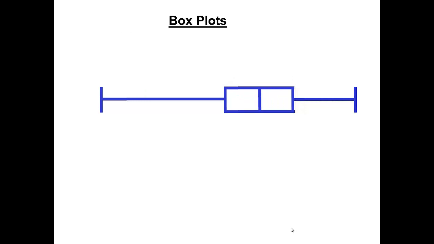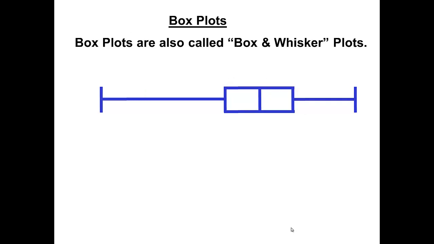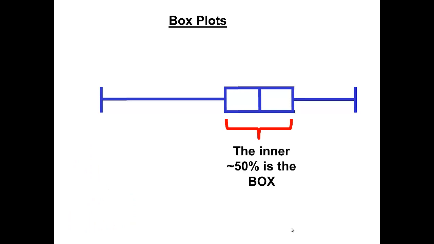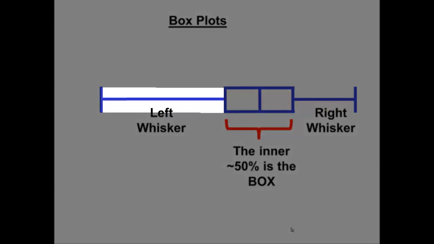Box plots are also called box and whisker plots because they have whiskers like a cat. The inner 50% is the box. That gives us 50% left, which is 25% for a right whisker and 25% for a left whisker.